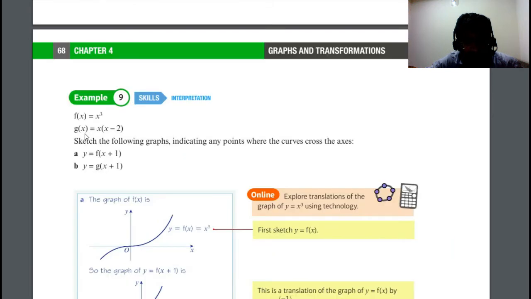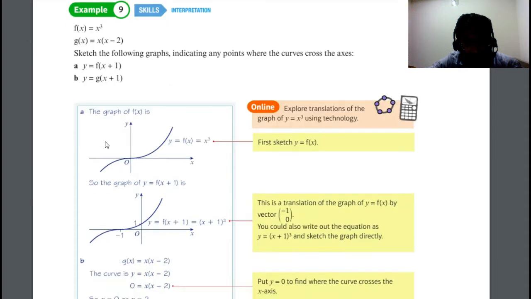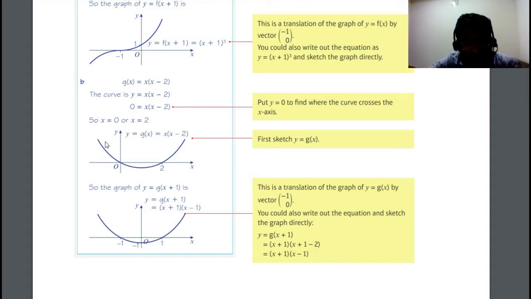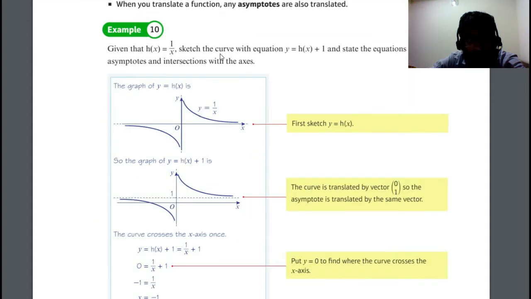x cubed, g of x. If f of x plus 1, it will go left, and g of x plus 1, it will also go left. Okay, let's skip. Just translate a function and any asymptote. For these reciprocal functions, the asymptotes get translated.